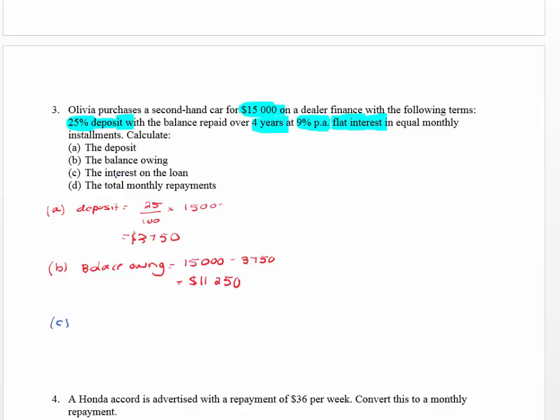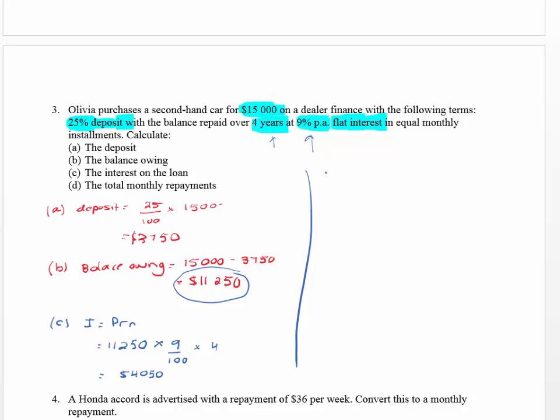So part C says the interest on the loan. So this amount here, the $11,250, is really the loan. So I equals PRN, and the loan, which is the amount I'm borrowing, is always my principal. So my principal is $11,250. My interest rate from the question is 9%, which is 9 over 100. And my time period is 4 years, so we're putting 4 in. And then we can work this one out. And when we put that in our calculators, we get $4,050. So that's how much interest I'm going to pay.